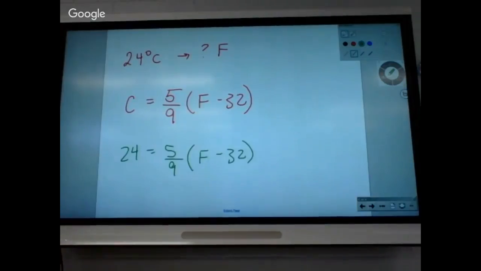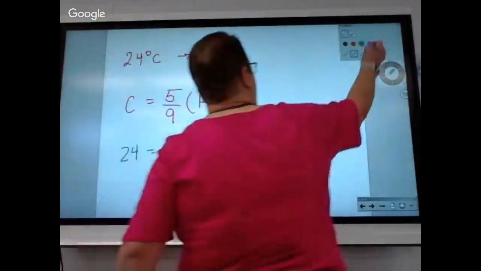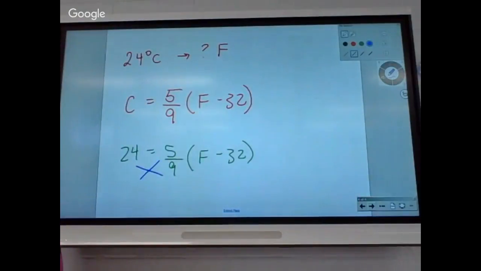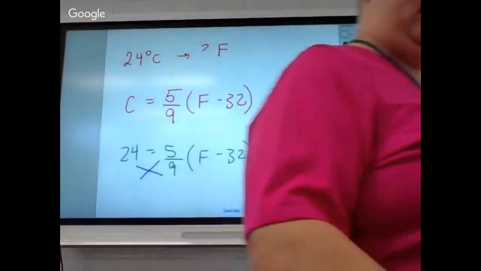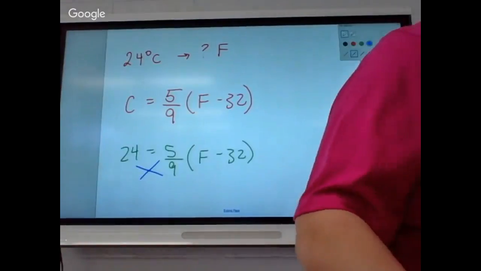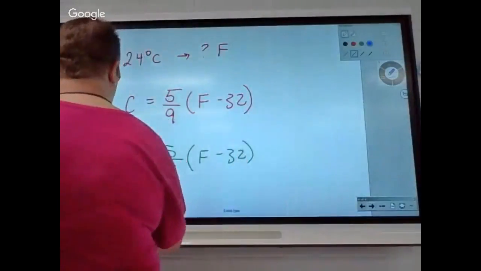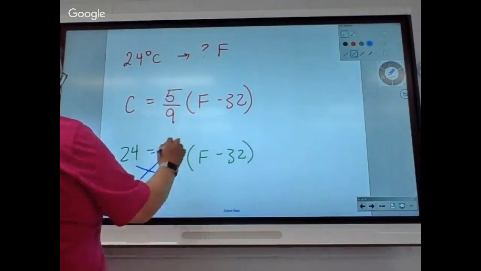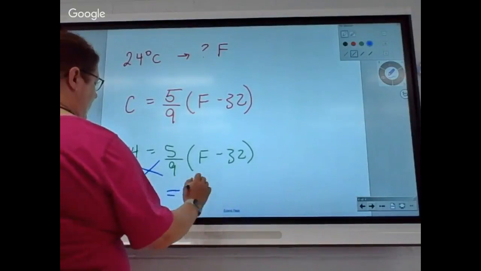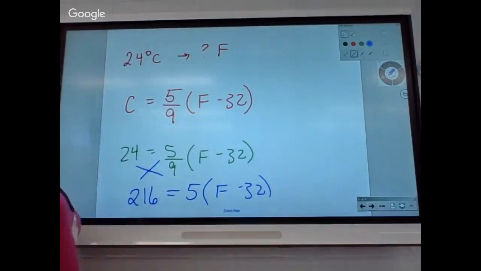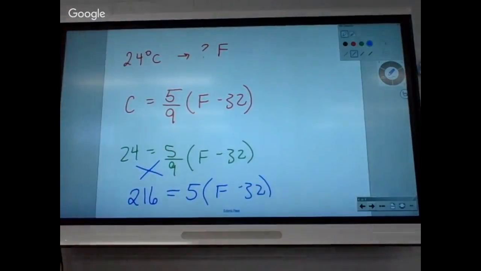So, how do I solve it? I cross multiply. I'm getting rid of that fraction. All right? So, 9 times 24 is 216. 1 times 5 is 5F minus 32. Now, I've gotten rid of my fraction. I'm home free because I got rid of the fraction.